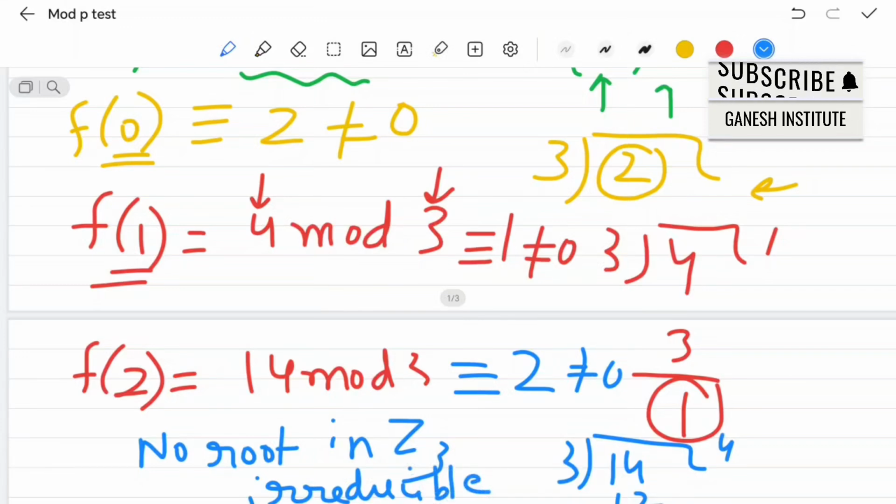So this is how you can apply mod p test, apart from the Eisenstein's test, which I have already discussed. So in order to check the irreducibility, you can use mod p test. Okay, this is it from my side for today.